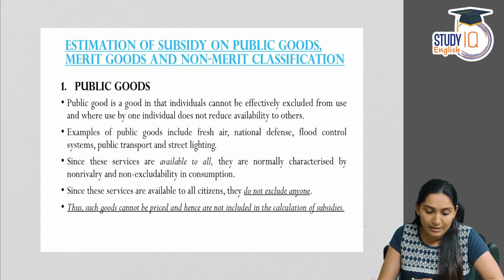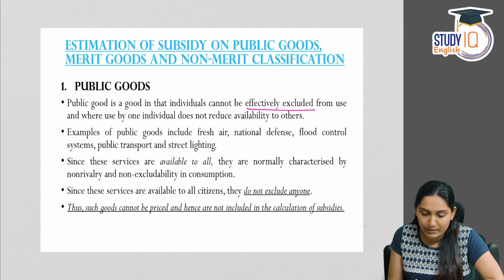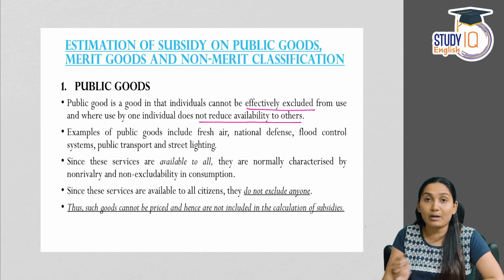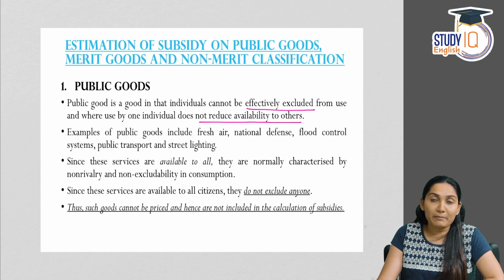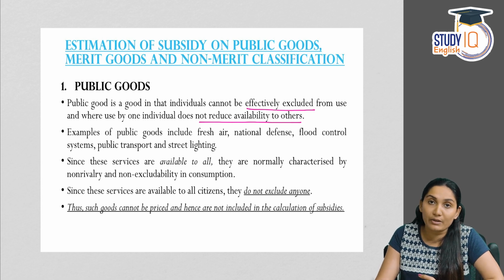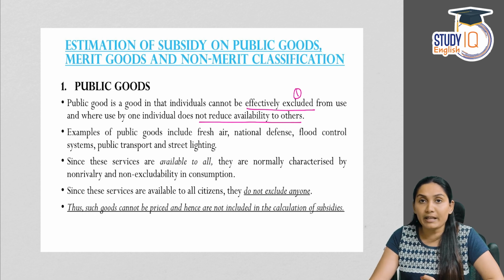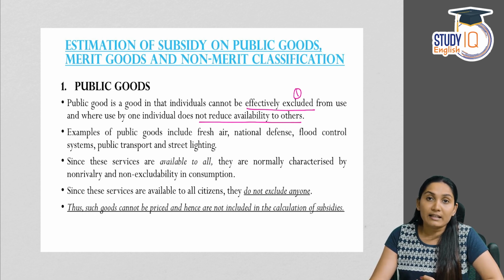Now next is estimation of subsidy on public goods, merit goods and non-merit classification. We will see what are public goods, what are merit goods and what are non-merit goods. A public good is a good that individuals cannot be effectively excluded from using, and where use by one individual does not reduce the availability to others. So this is the definition of public goods, and there are two features that distinguish a public good from other goods. One is that nobody can be excluded from consuming such goods. That is, it should be available for everyone.